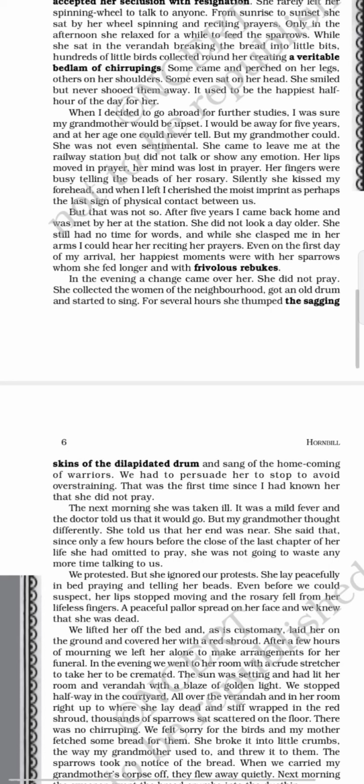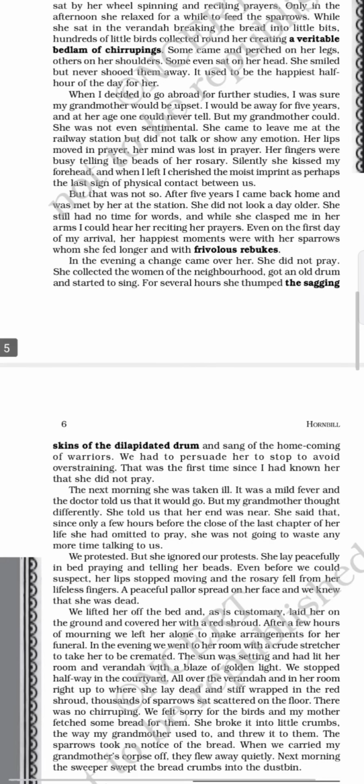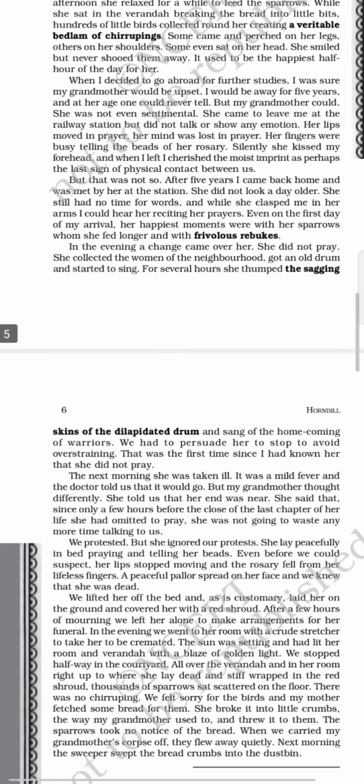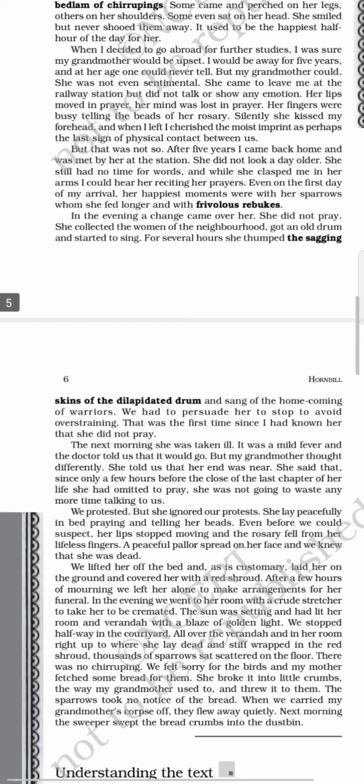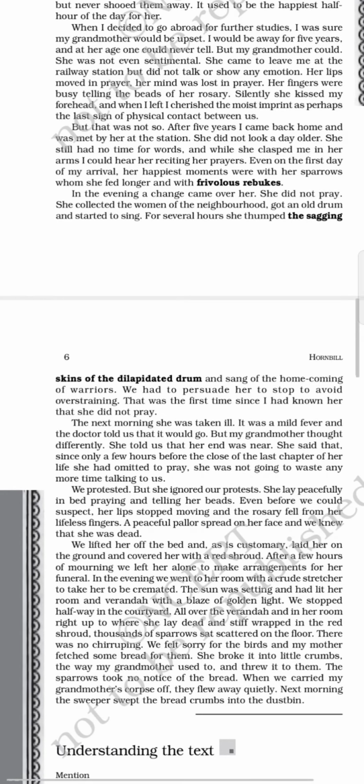Yeah, thank you. So, I was sure my grandma would be upset. I'd be away for 5 years, and at her age, one could never tell, but my grandma could. What this means is that at her age, one could never tell when they're going to go. So that was what he was thinking, like, filthy little human, wishing for his grandma to die, huh? But his grandma could. She was confident that she'd be there.